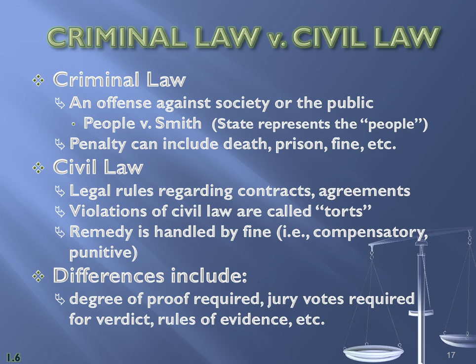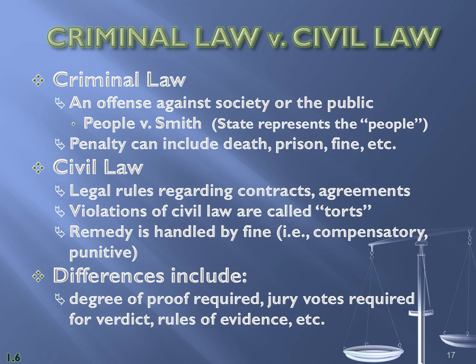So we've gotten through the substantive and the adjective. Now let's look at criminal law versus civil law. I'm sure you've heard of civil law, and you've heard the phrase criminal law. And if you've done the definition sheet, the term sheet, you probably know a little bit about both. But criminal law is an offense against society or the public. Okay, and the penalty can include death, prison, fine, etc. Civil law is legal rules regarding contracts and agreements. Violations of civil law are not crimes in essence, they're called torts. Okay, and the remedy for a violation of a tort or a civil wrong is typically handled by some type of compensation, or punitive compensation, basically money or a fine. That's typically how civil law goes.